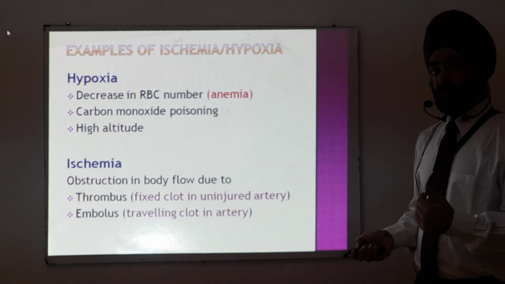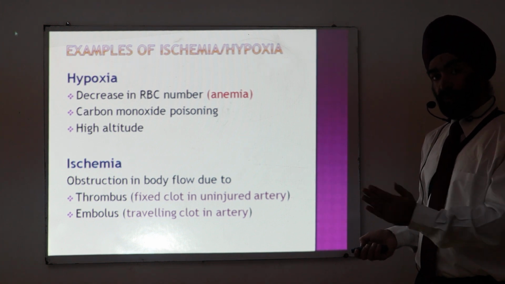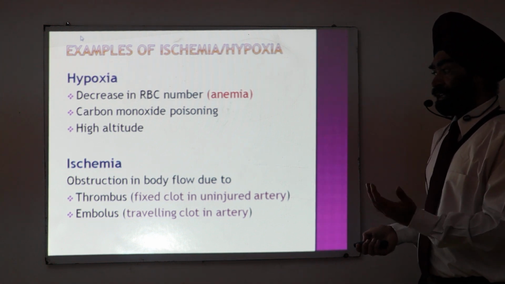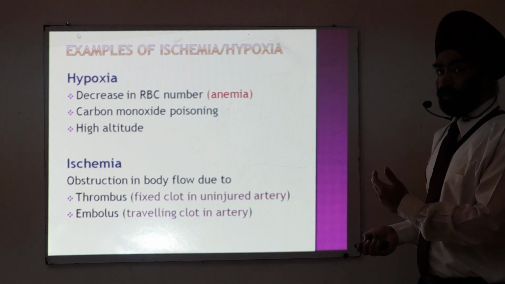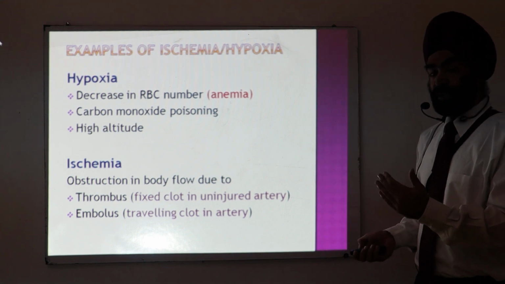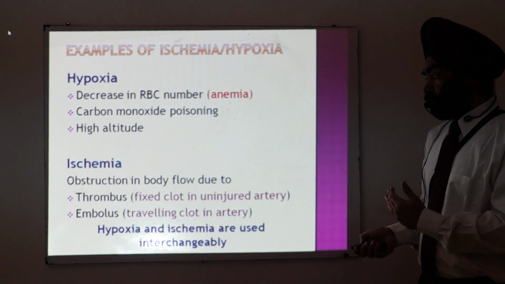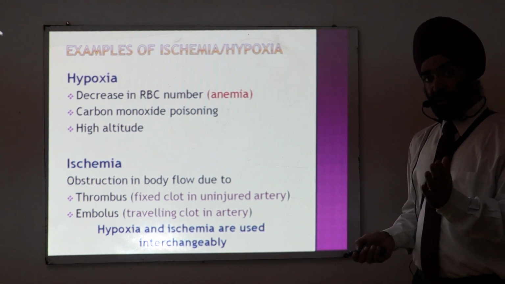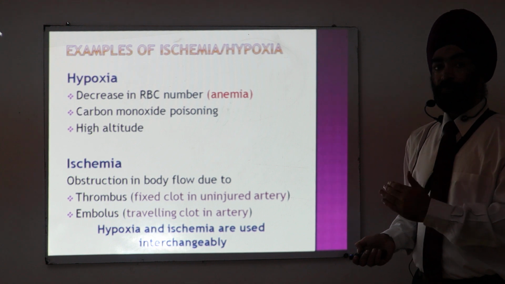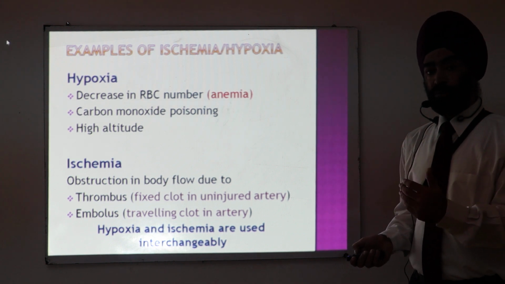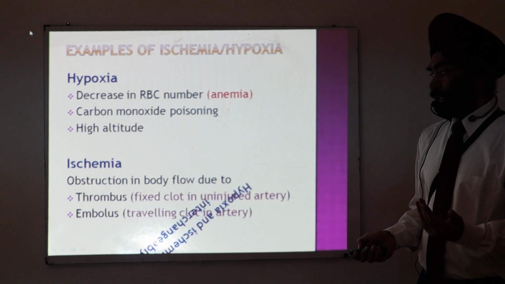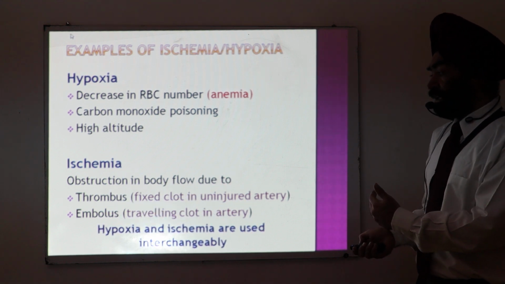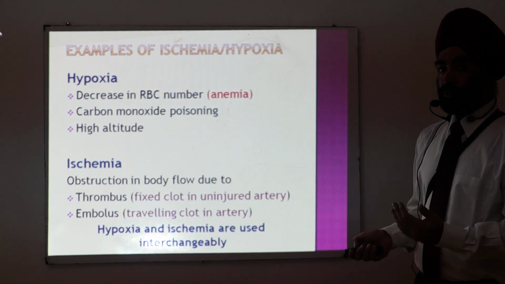Second, embolus. Embolus means if there is a clot and it is moving in the blood, that is called an embolus. That is a traveling clot in the artery. It also obstructs the blood flow. But we have to remember one important thing: there are differences between hypoxia and ischemia, but in common usage, sometimes we use these terms interchangeably.